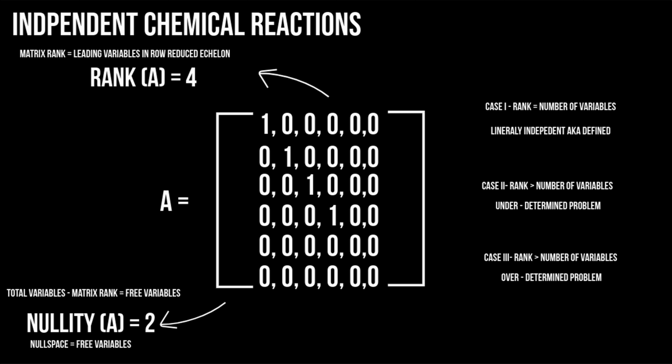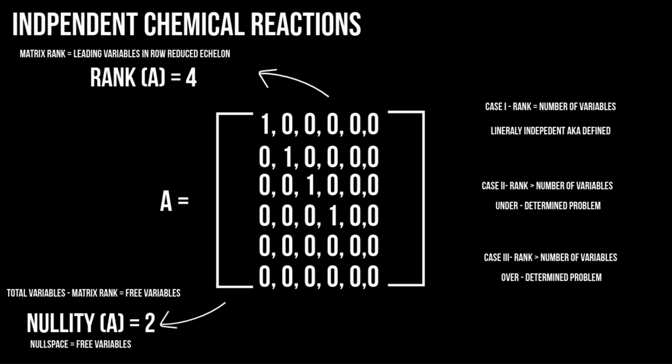Of course, the rank of the matrix has to be either n or less. You can't have more independent reactions than the rank of the matrix, because that would be an over-defined problem. So case 1 is the number of variables linearly dependent, aka defined. Case 2, the rank is less than the number of variables: an underdetermined problem. Case 3, the rank is greater than the number of variables: an overdetermined problem.